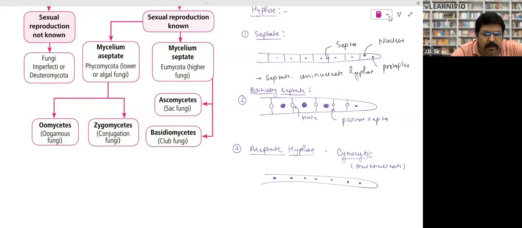Guys, please keep on noting this down. It is very important. It is not there in your NCERT. I'm just telling you because you will get these terms. After fungi, everything is easy. Till fungi, the things are a bit complex. Not too much, but a bit complex.